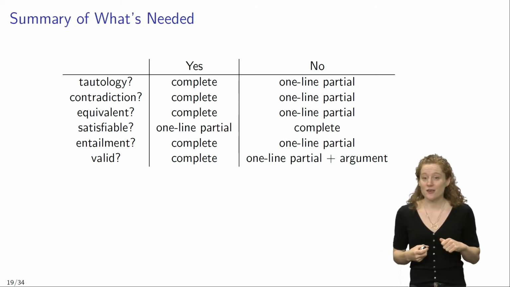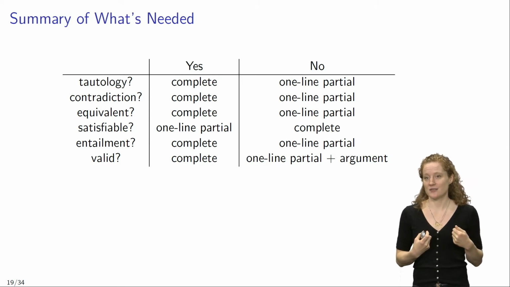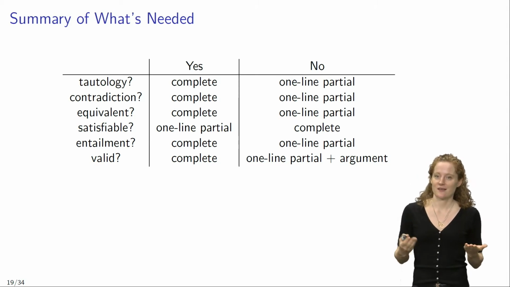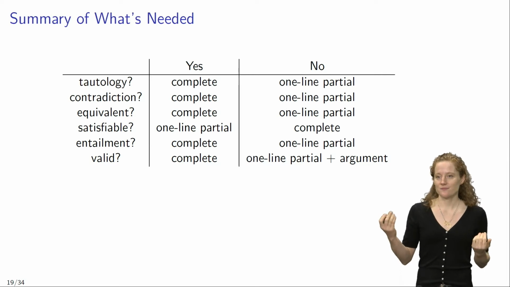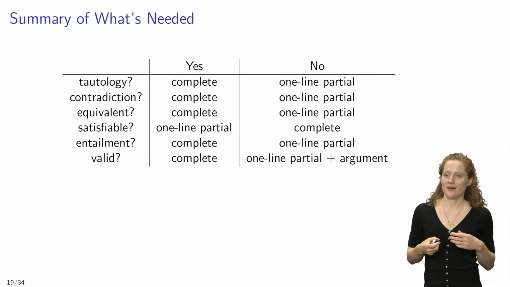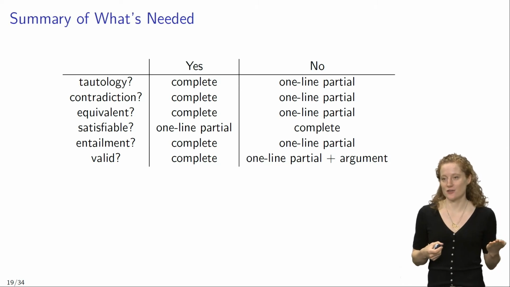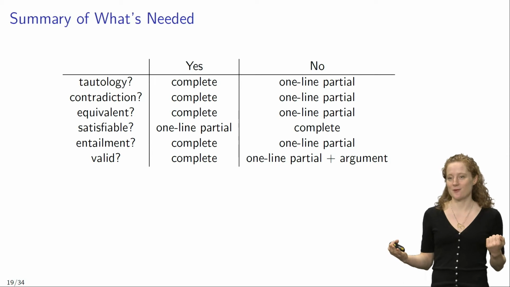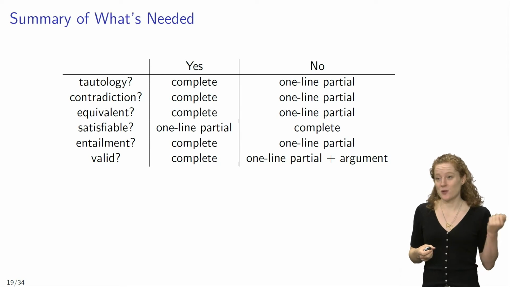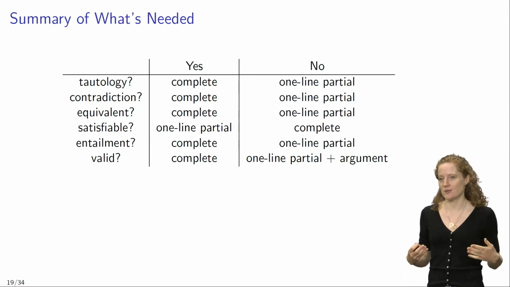Now, we saw that every tautologically valid argument is also valid, and so to show that an argument is valid, you can construct a complete truth table which establishes that it is tautologically valid and therefore valid. In order to show that an argument is not valid, you need to supply a one-line partial truth table in which all the premises are evaluated as true, but the conclusion is evaluated as false. And furthermore, you need to supplement this truth table with a quick argument showing that this one line in the truth table represents a genuinely possible scenario.